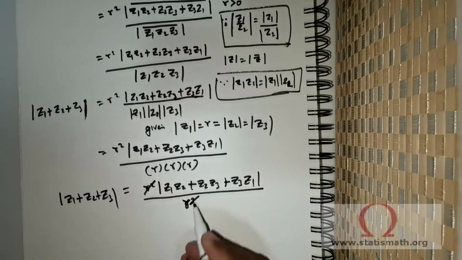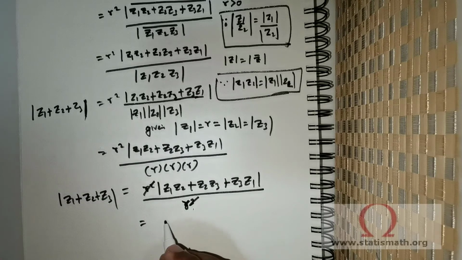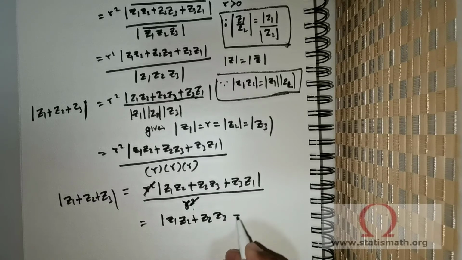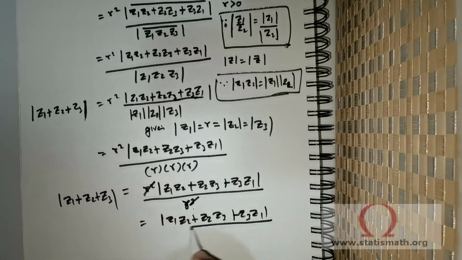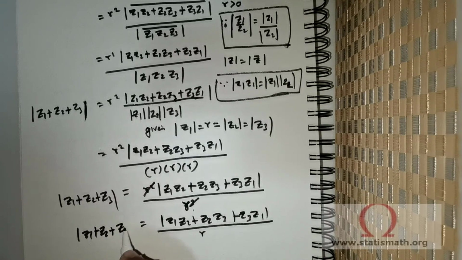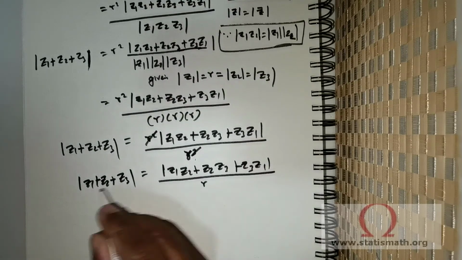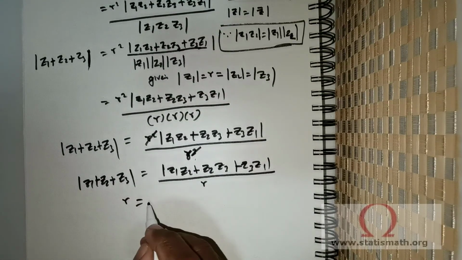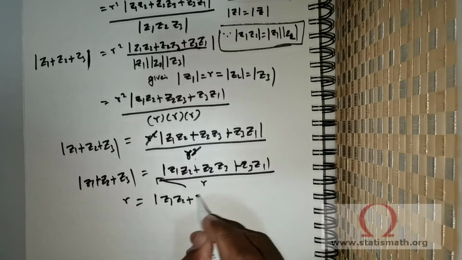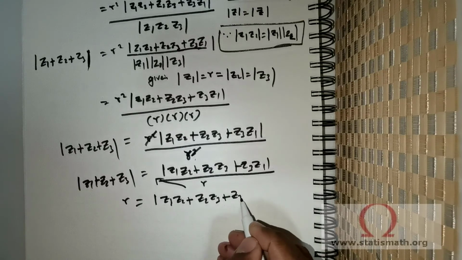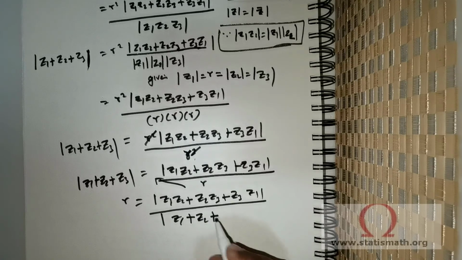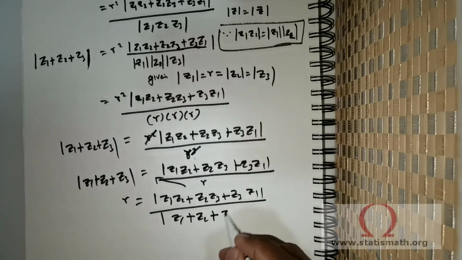Now r squared and r cubed, they can get cancelled, giving me modulus of z1 z2 + z2 z3 + z3 z1 divided by r. On the left it's modulus of z1 + z2 + z3. I can move r on the left side, I can move it up. So this is going to be modulus of z1 z2 + z2 z3 + z3 z1 divided by modulus of z1 + z2 + z3.